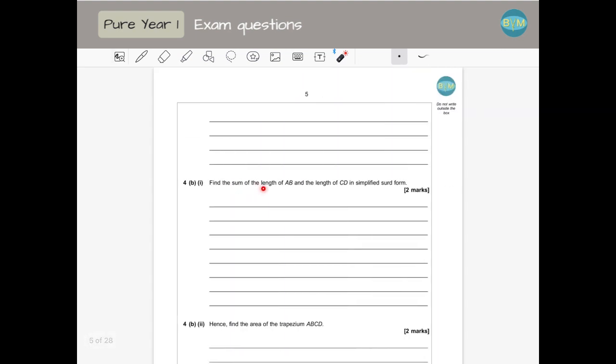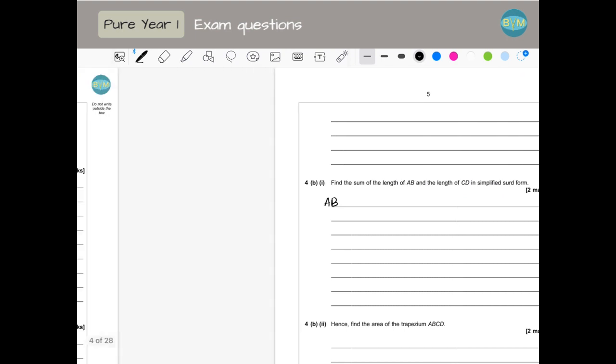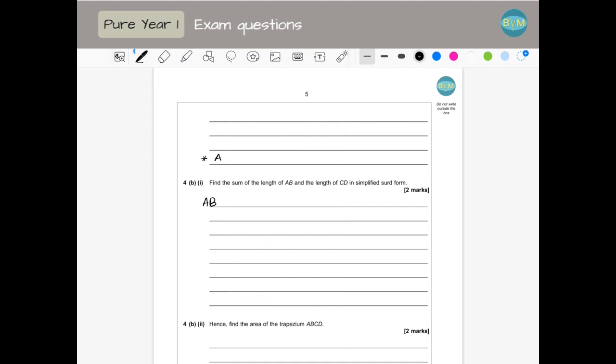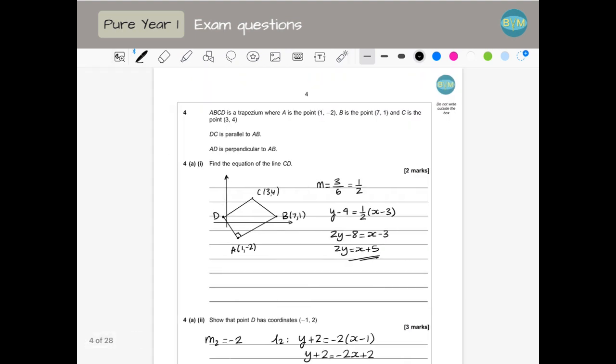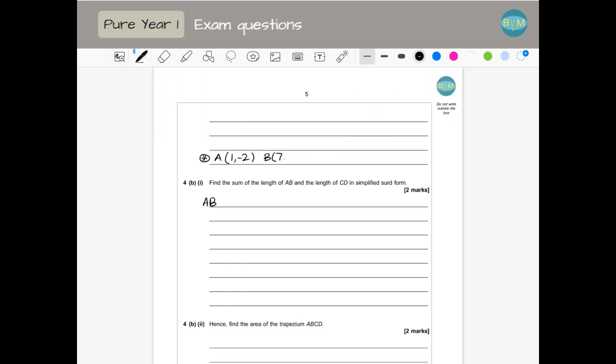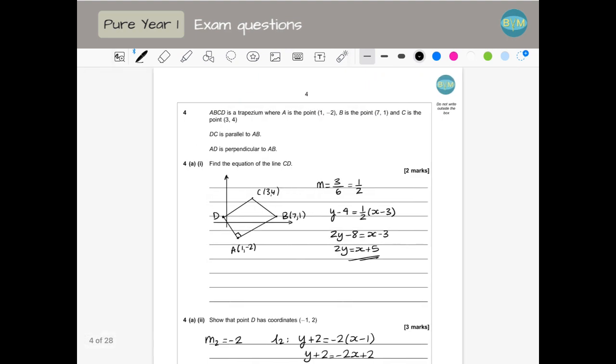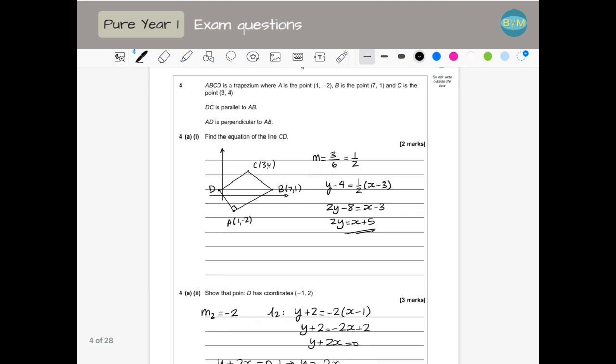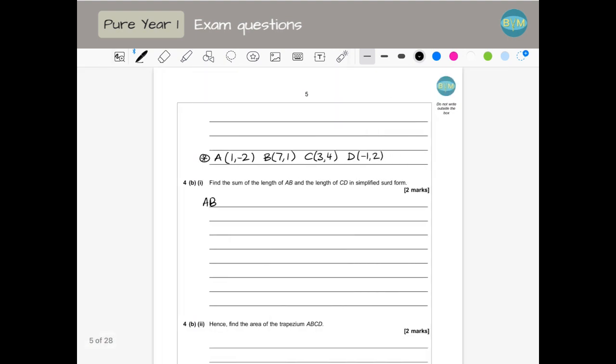Then find the sum of the length of AB and CD in a simplified surd form. I'm going to write the coordinates here so we have them handy. A is 1, -2. B is 7, 1, and C was 3, 4, and the D that we just found is -1, 2.